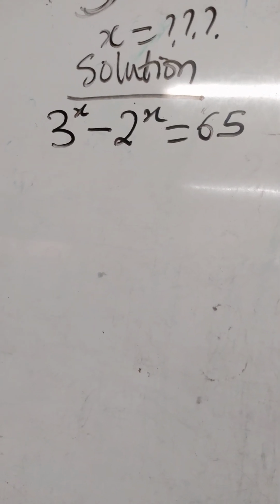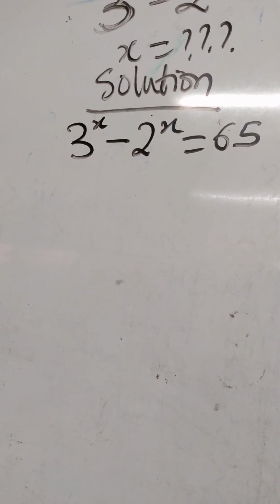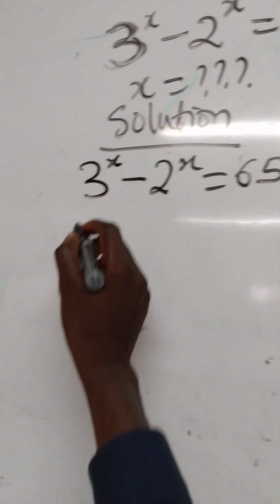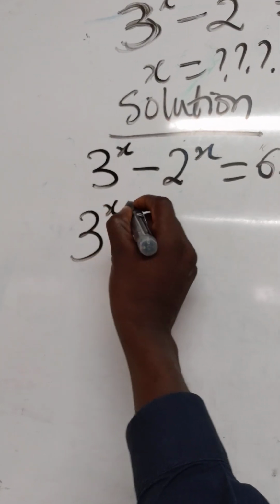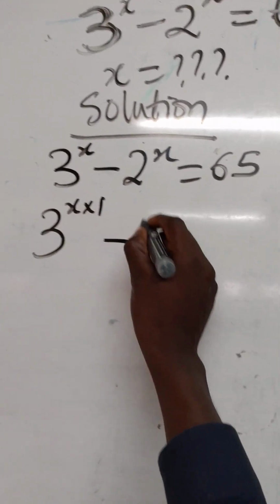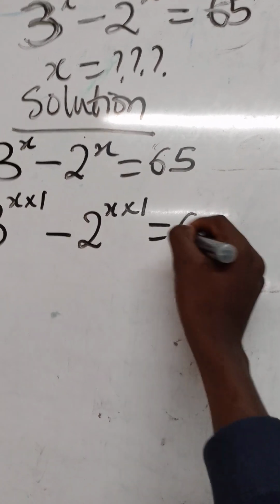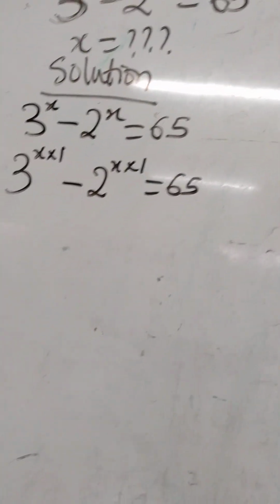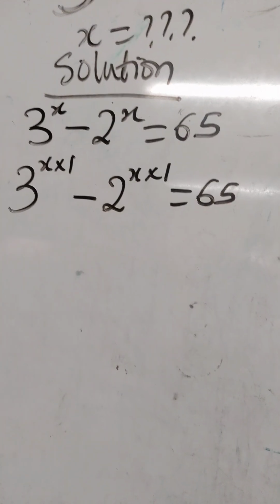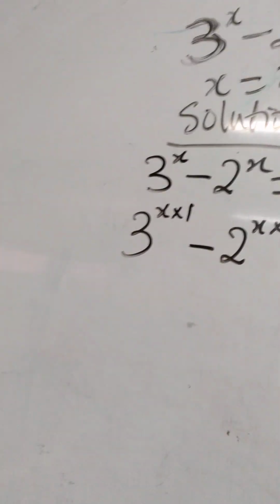Can I do something? Can I multiply 1 by the power s? Because 1 times any number is that particular number. For example, I have 3 raised by s times 1, because s times 1 is s, minus 2 raised by s times 1, because s times 1 is also s, all equals to 65. So I have not done anything that is stupid, because any number, any alphabet times 1 is that same number or alphabet.